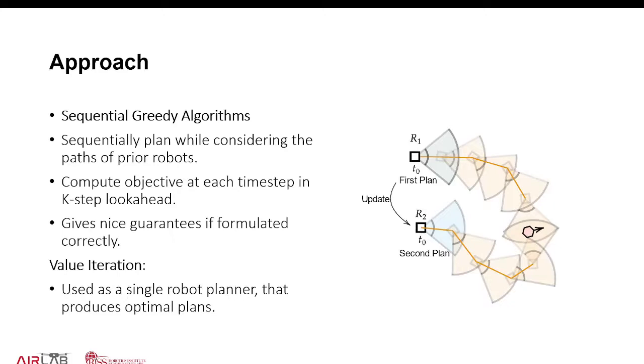Also, we need to use a single robot planner to do this, because sequential greedy algorithms really just cover the actual coordination of information across robots, not so much the actual optimization step. And so for that, we're using value iteration, which produces optimal plans.